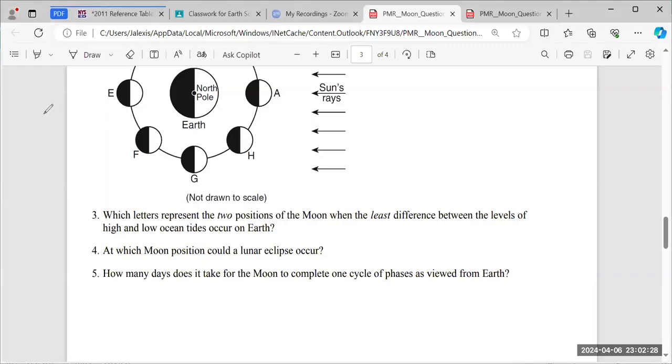All right, number 5. Number 5 says, how many days does it take for the moon to complete one cycle of phases as viewed from Earth? So how many days does it take to complete the lunar cycle?